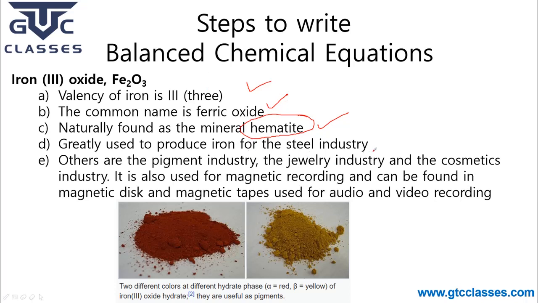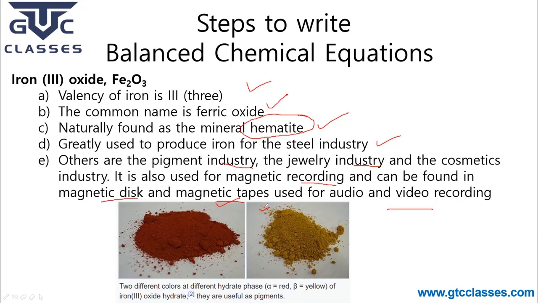This is generally used for the steel industry. A lot of steel is used all around us. Others are used for the pigment industry, jewelry industry, cosmetic industry. It is also used for magnetic recording. It can be found in magnetic discs, magnetic tapes for audio and video recording. It is found in two different colors, so that's why it is used in the pigment industry: red and yellow.